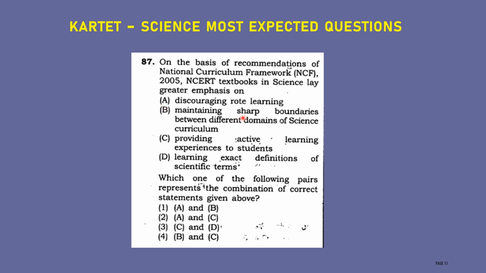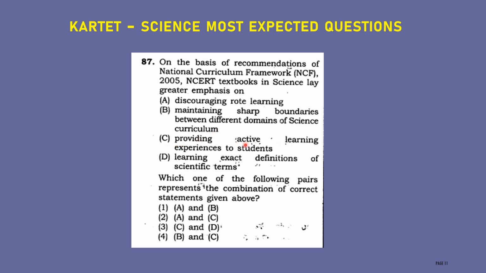Second one, maintaining sharp boundaries between different domains of science curriculum. No, it will not put a sharp boundaries, it will not put any boundaries when it is creating a curriculum, because it will involve the important topics content, because every topic is related to our daily life. Therefore whatever it will happen, you have to correlate with our daily life. Therefore it will not put any boundary. How much possible the concept, then content, everything it will involve in the curriculum. Therefore second one is wrong.